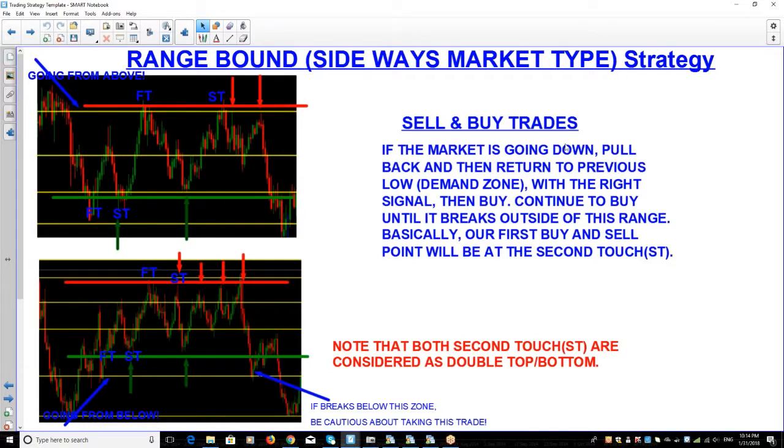If the market is going down, pulls back, then returns to the previous low, the demand zone, with the right signal, then buy. Continue to buy until it breaks outside of this range. Basically, our first buy and sell point will be at the second touch.